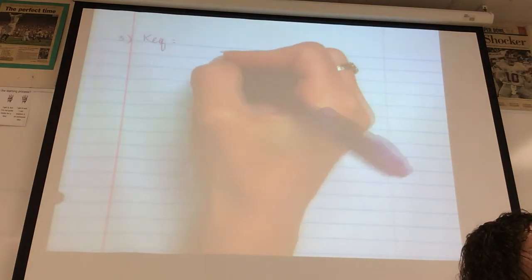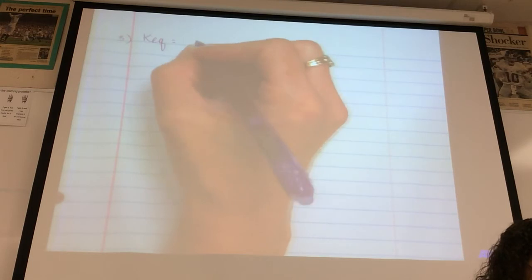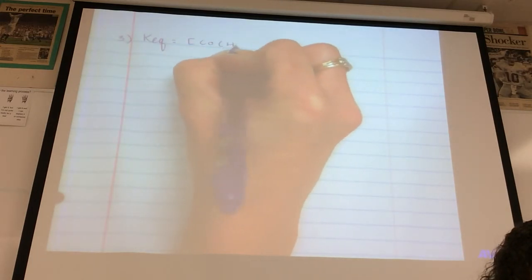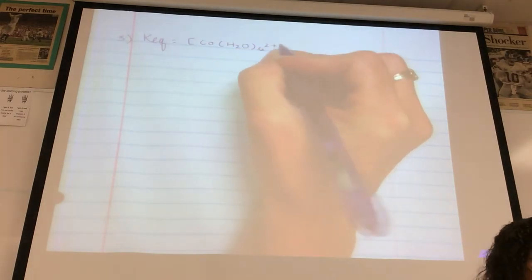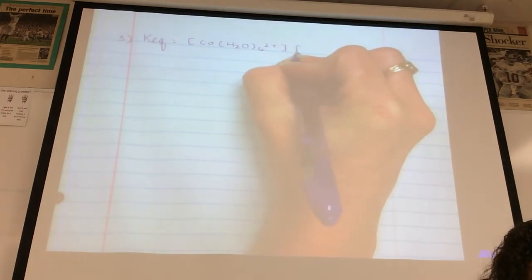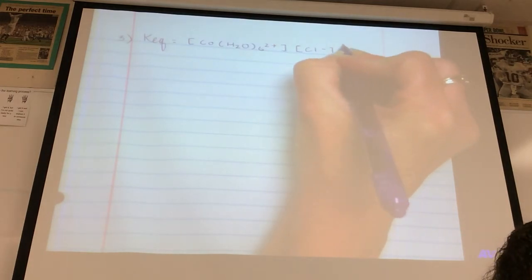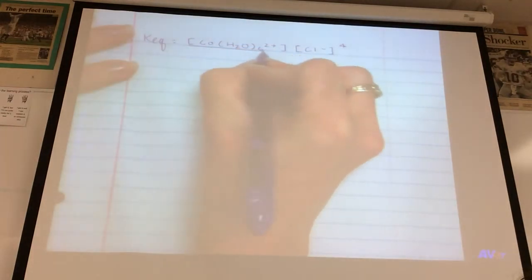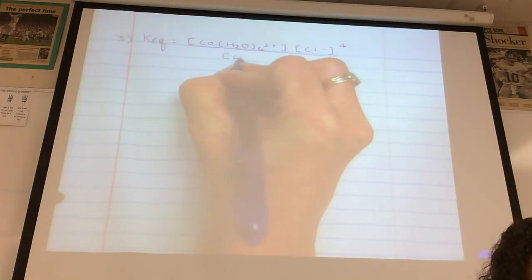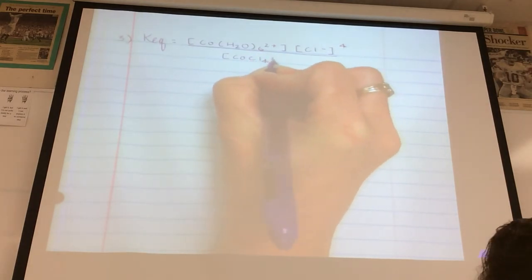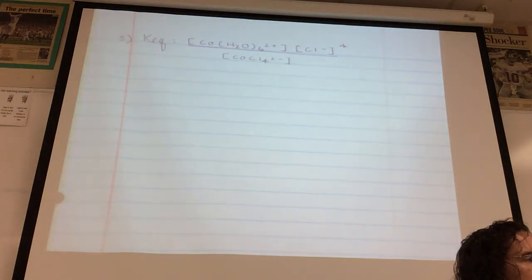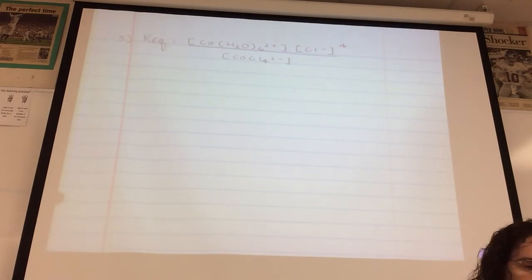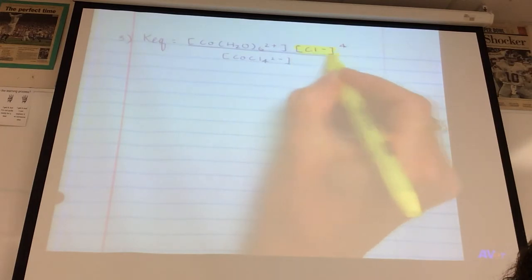So our approach is always to write the KEQ expression. KEQ is equal to the concentration of products for aqueous and gaseous substances only. So I've got this crazy complex ion, but I did this on purpose because your lab has this exact equation in reverse. Chloride ion to the fourth power. The stoichiometric coefficient becomes the exponent. And we're going to divide this by the concentration of this complex ion, and we're not going to include the water here because water is a liquid.